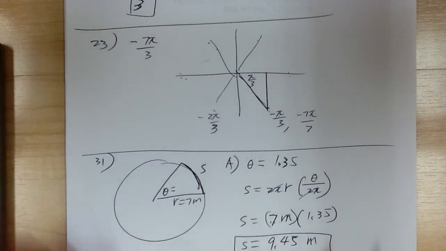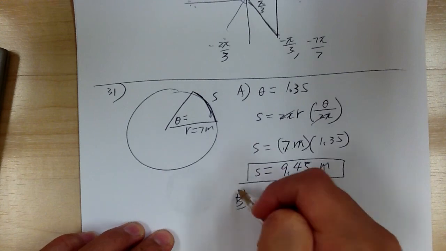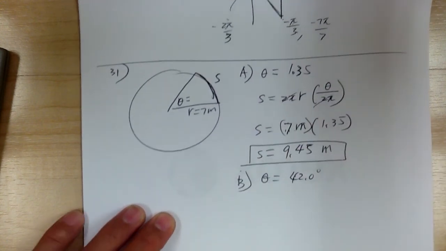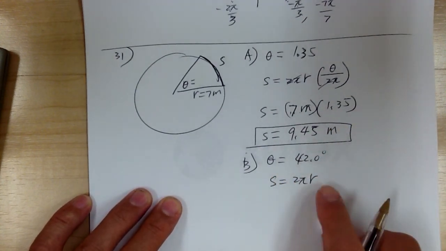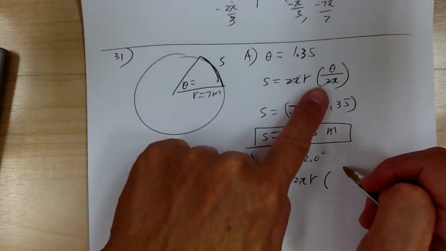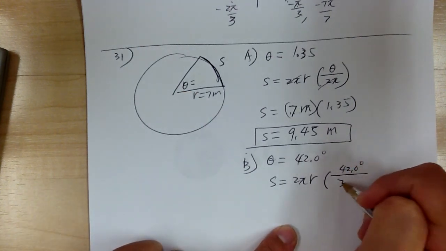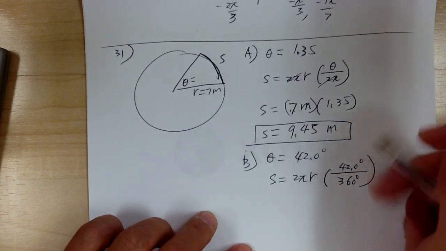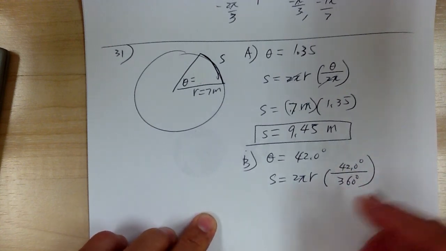Okay. And I'm going to do B. For part B, your theta equal to 42.0 degrees. So you can again write the formula S equal to 2 pi r. That's the whole circle, and now you multiply by the fraction that you want. So you have 42.0 degrees over 360 degrees. If it's radian, use over 2 pi. If it's degree, you have to use 360, right? So now you go and substitute.